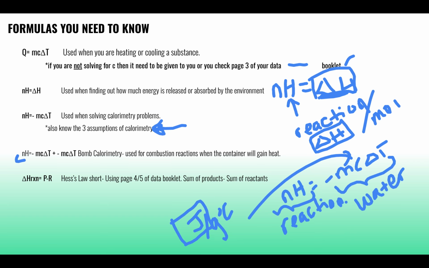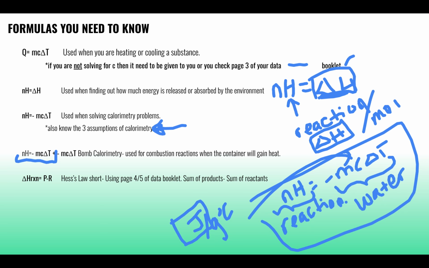and that's when not only are you looking at the first part, just like we did over here, so the reaction in water, but you have to add on the container. So you'll get a value for the specific heat capacity of the container, the mass of the container, and the temperature change of the container.